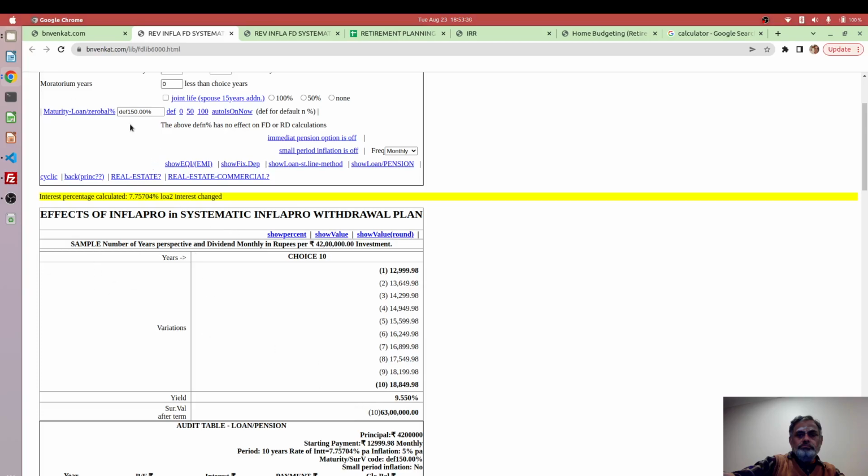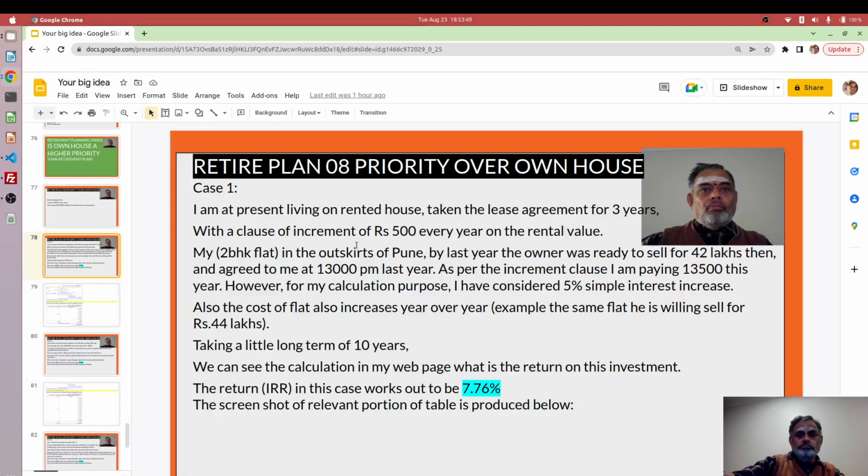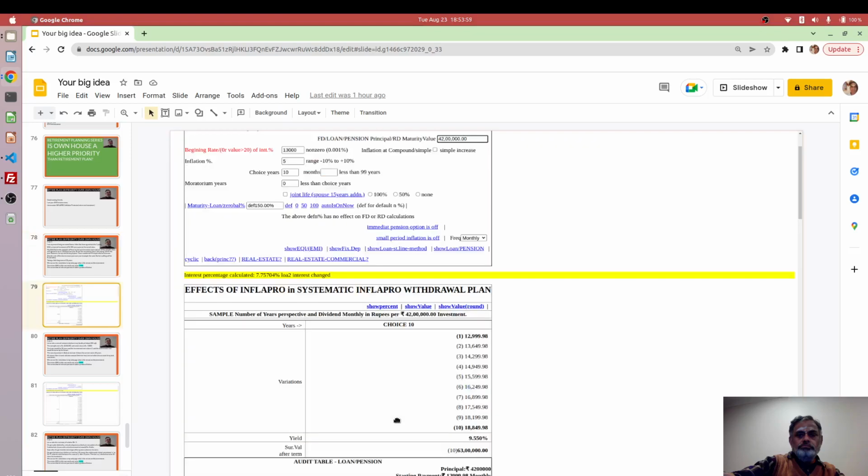At the end of 10 years, the cost of the value will increase, and I have considered this as 150%. That is, from 42 lakhs it will increase to 63 lakhs. We can go back to our presentation chart. The IRR in this case worked out to be 7.76%. The screenshot of the relevant portion of the table is shown below.